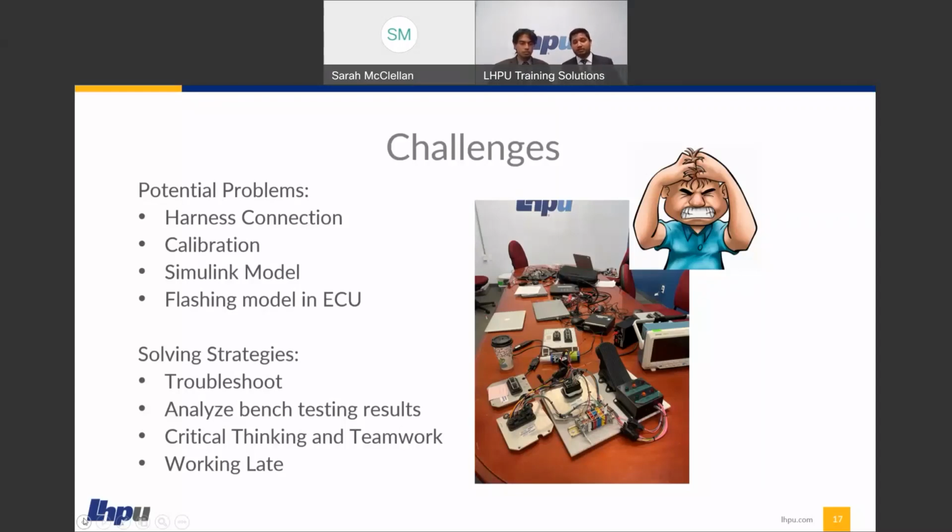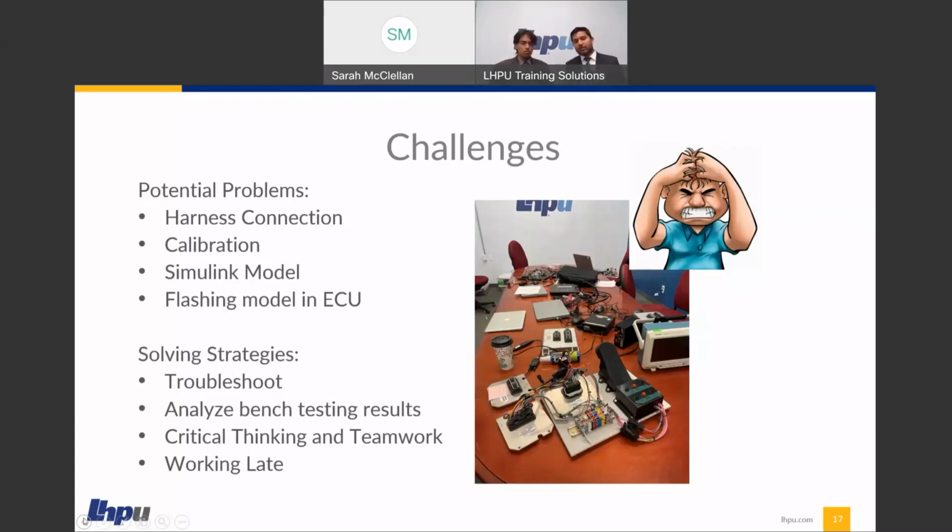So the solving strategies were pretty much the same. We used a lot of troubleshooting. We used our bench testing results to see what was going wrong. Troubleshooting was a great part, and we did a lot of it, trying different values and modifying the model.